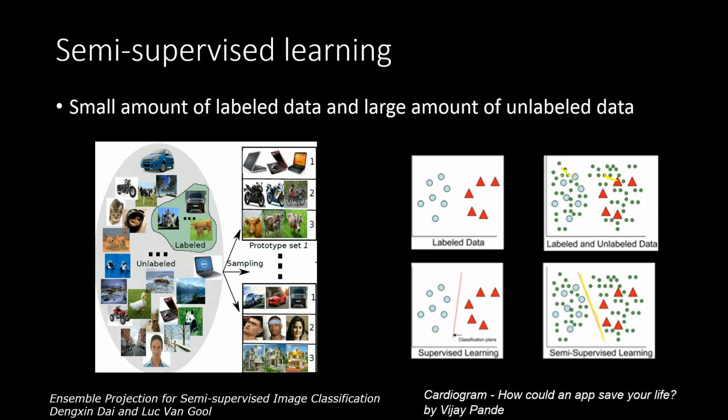So in supervised learning, as I said, we already know both the classes, we just learn this. In unsupervised, we don't know anything. In semi-supervised, we know partially.